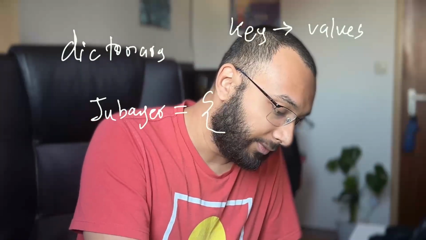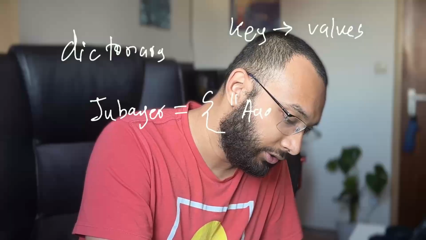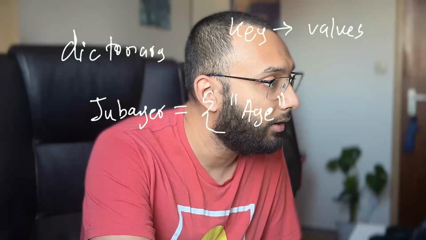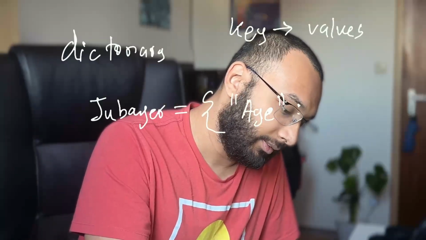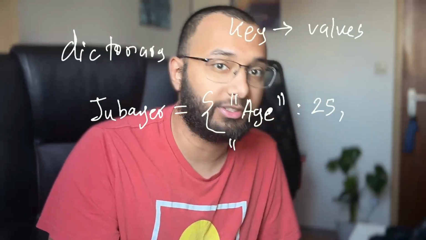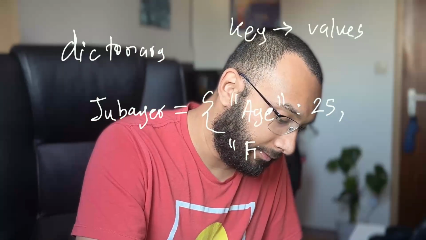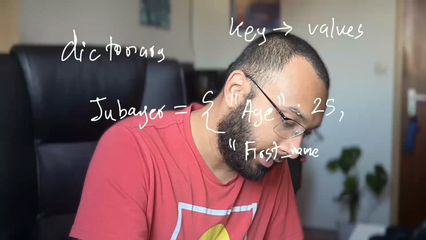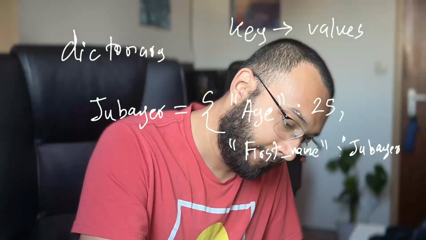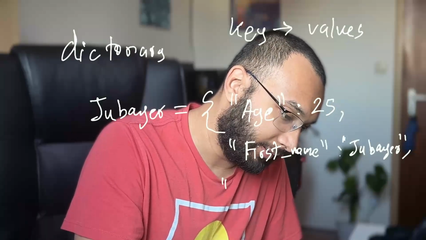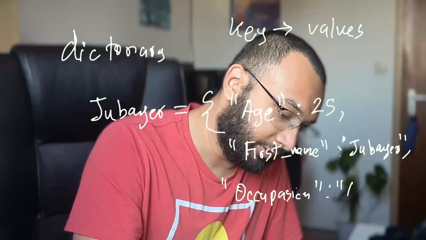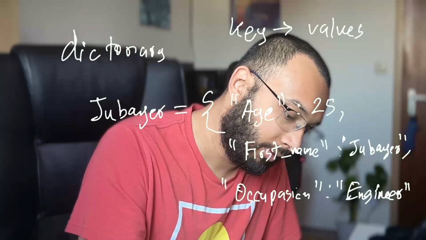For example, I can have age being a key, and I forgot how, okay, yeah, being 25. I'm not 25. And then a comma, then another field in the dictionary, because the dictionary is long. For example, first name, Zubair, comma, and then occupation, engineer, comma, and so on.